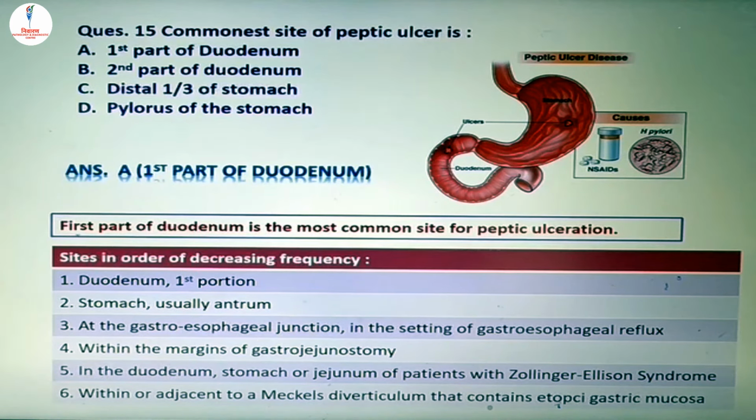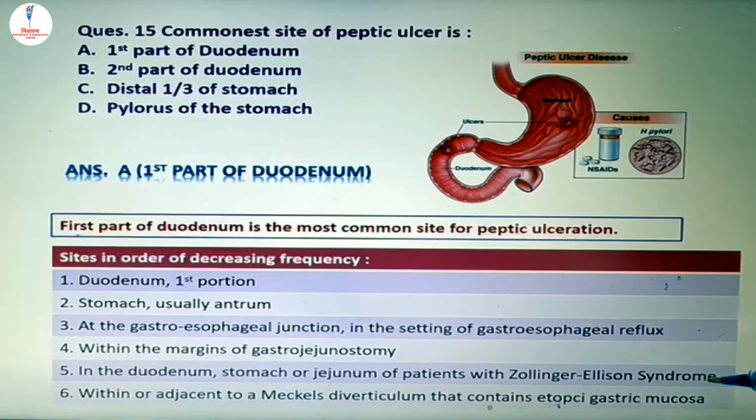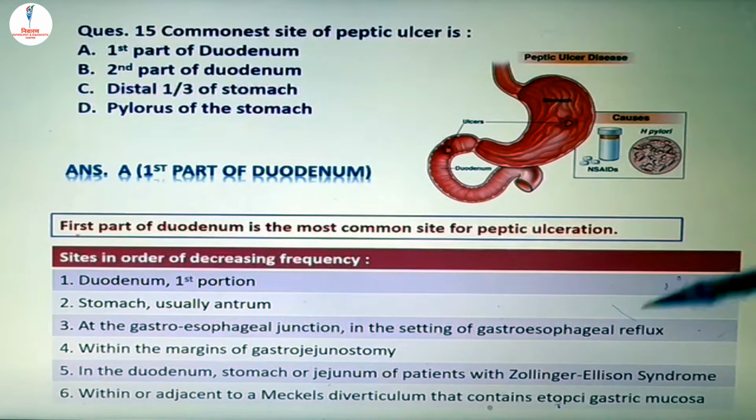Then we must know all other sites also, which are less common: margins of gastrojejunostomy, followed by patients of Zollinger-Ellison syndrome in stomach, duodenum or jejunum, and the last one in Meckel's diverticulum. So the commonest site of peptic ulcer, the answer is A, the first part of the duodenum.